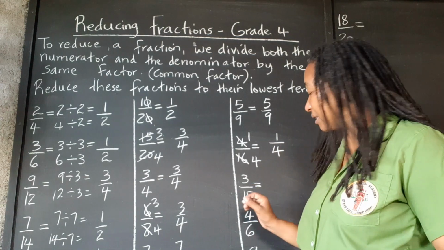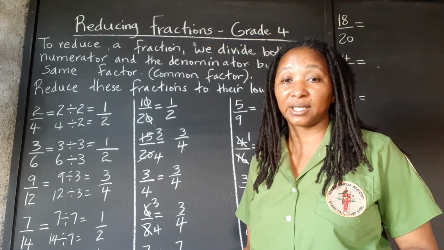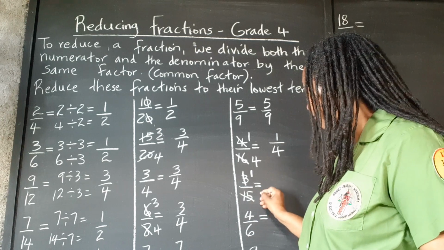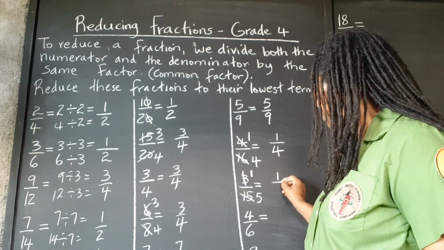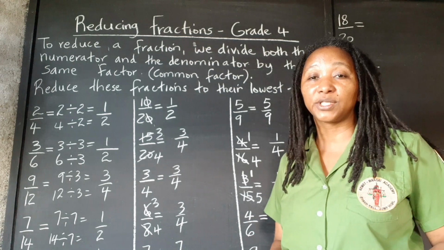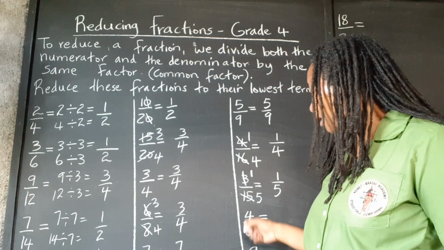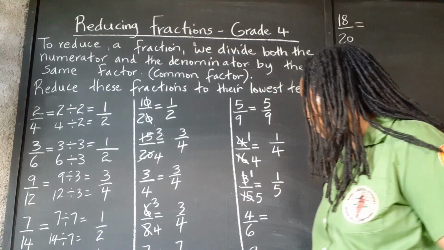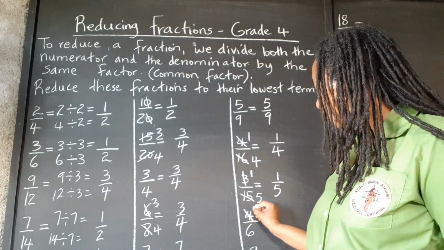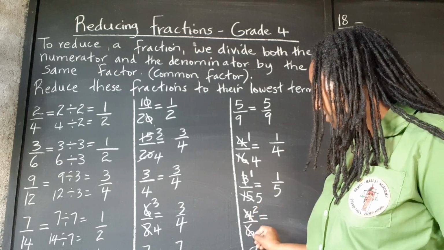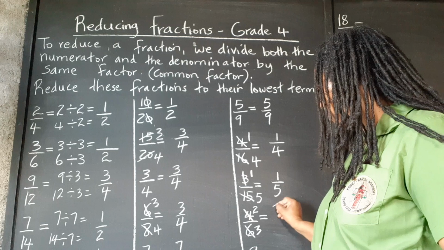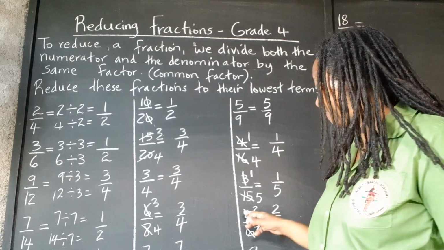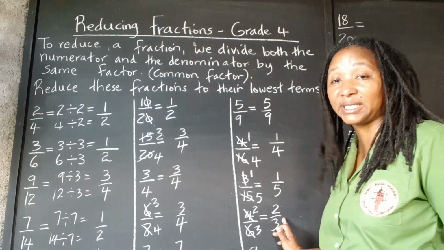How about 3/15? Okay, 3 can go into itself, 3 can go into 15. 3 goes into itself once, 3 goes into 15, 5 times. So 3/15 can be reduced to 1/5. How about 4/6? They are both even numbers. So 2 into 4, 2 times. 2 into 6, 3 times. 2/3 is the simplest form of 4/6. We can't reduce it any further.